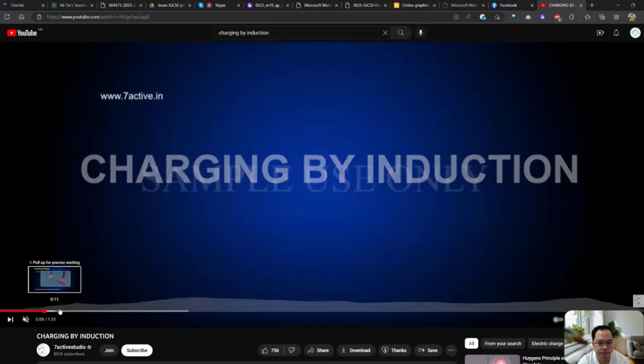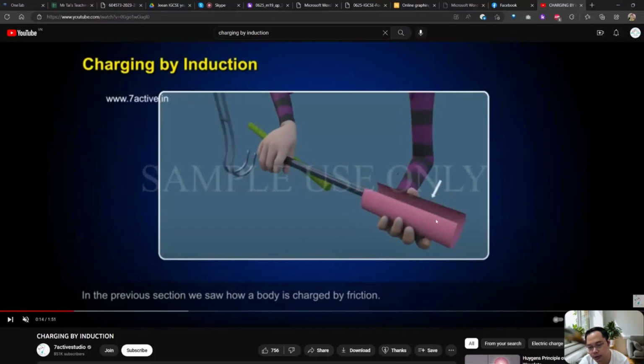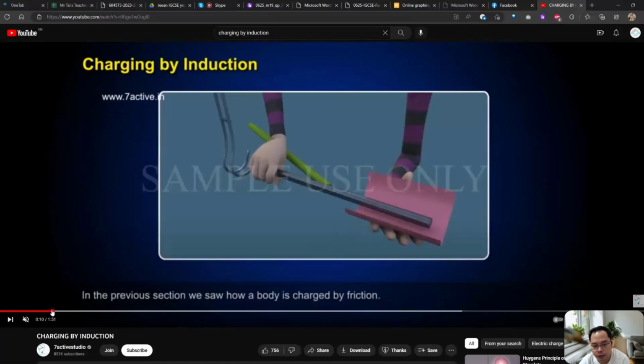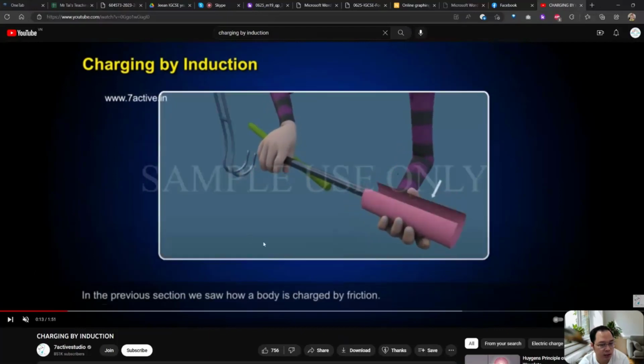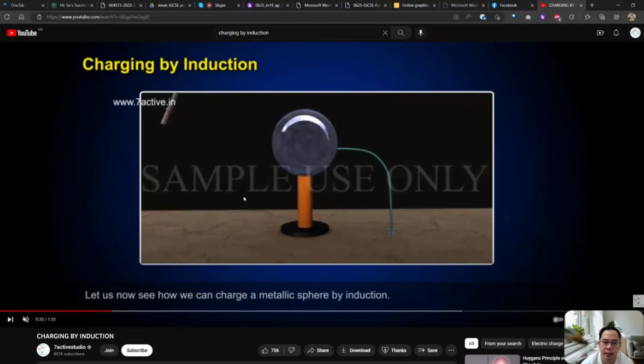Charging by induction. Firstly, we rub a plastic rod with wool or with clothes in a dry condition, with low humidity. The humidity in our room should be lower than 60%. When we rub a plastic rod, such as a ruler, or a balloon with our hair or clothes, the balloon and the plastic rod will become charged. For example, in this case, it is negatively charged.